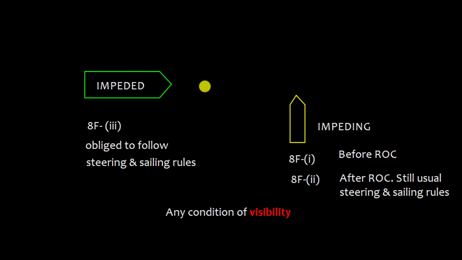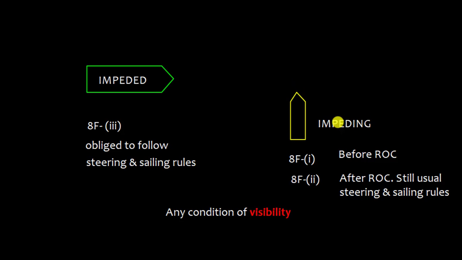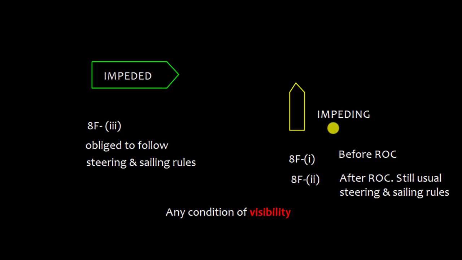So let's summarize. This is the vessel impeded, the passage of which is not to be impeded. So this is the impeded vessel, and this is the impeding vessel. That means this is the one which is going to impede the passage of the vessel impeded.